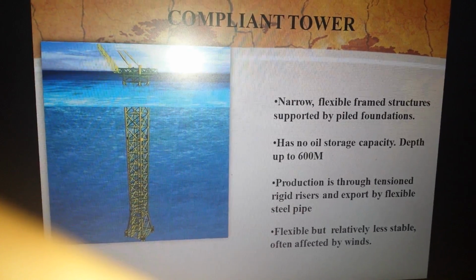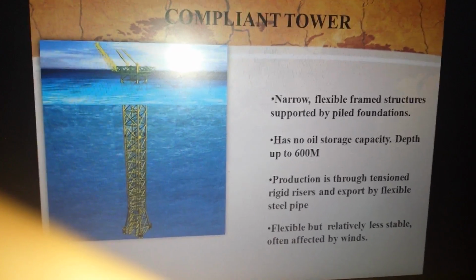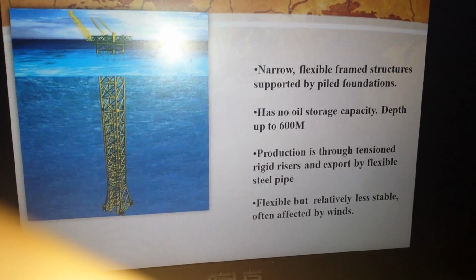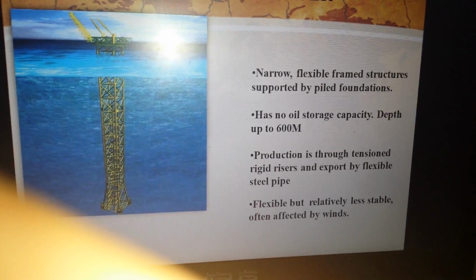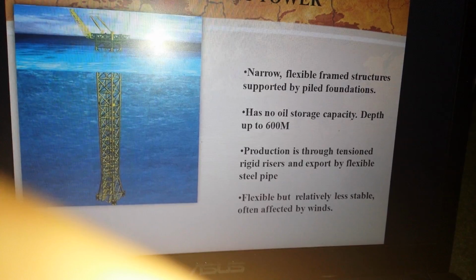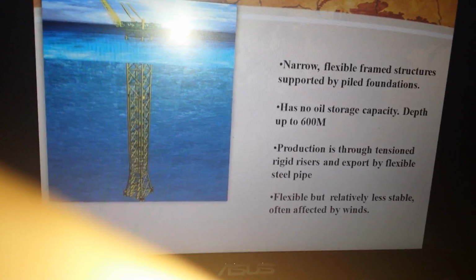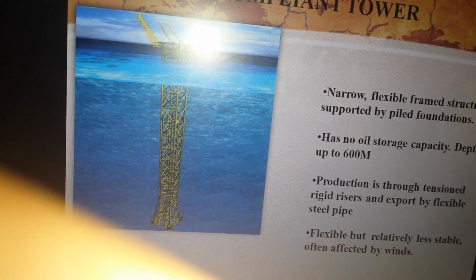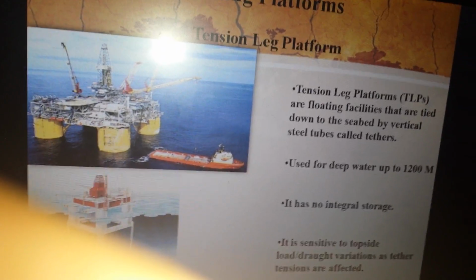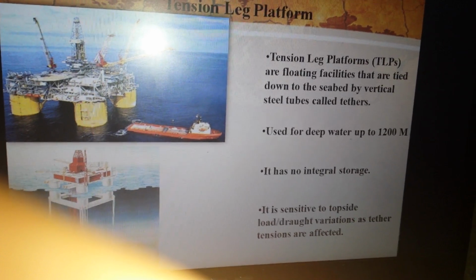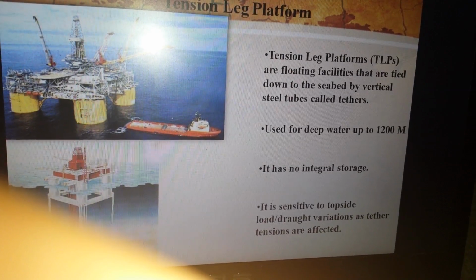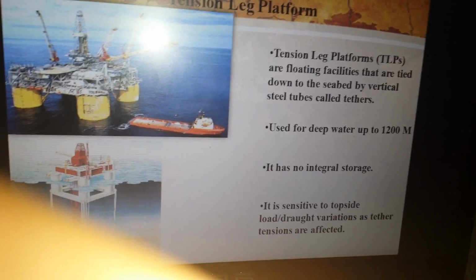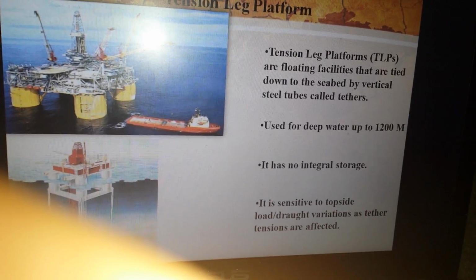And this is a picture of compliant platforms. This has no oil storage capacity. It can be used up to about 600 meters. It's kind of flexible but not relatively stable because of its structure. And the tension leg platform, as I earlier discussed, has no internal oil storage capacity, but it can be used up to 1,200 meters.